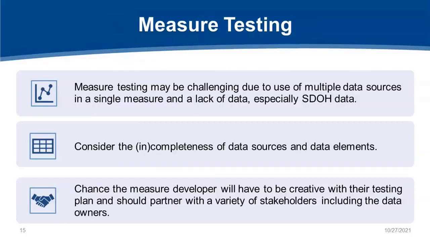All right, so moving on to measure testing. Measure testing, like all steps of the process, can be challenging because you need to evaluate reliability and validity of data elements from multiple data sources in a single measure. So you may encounter a lack of data, especially around things like social determinants, and measure developers are going to need to consider the completeness or incompleteness of data sources and then the required data elements early on when developing their testing plans. More generally, though, developers may also struggle with the concept of attribution.